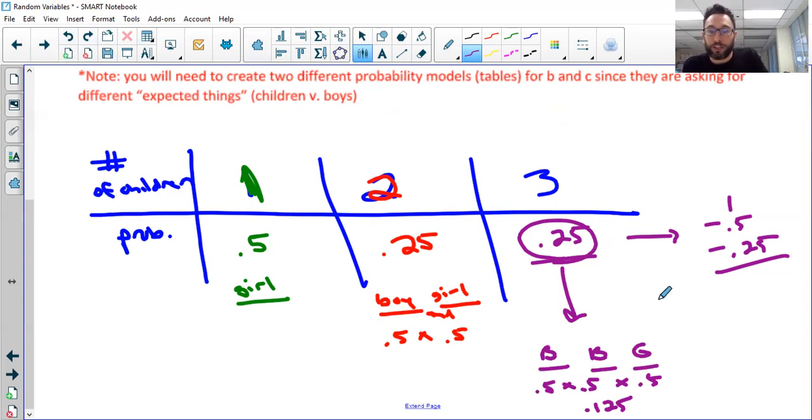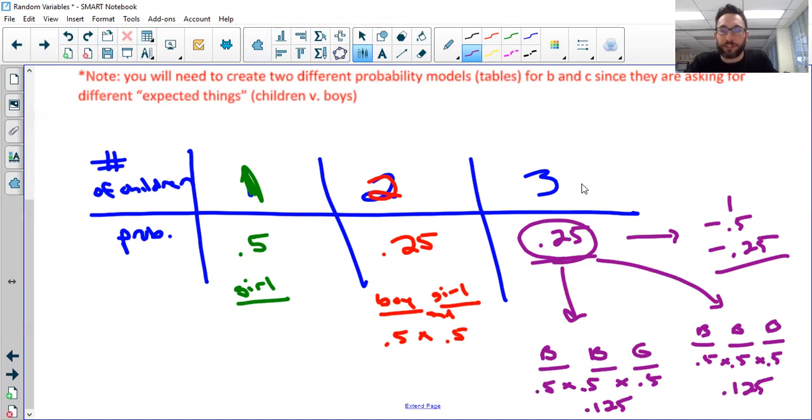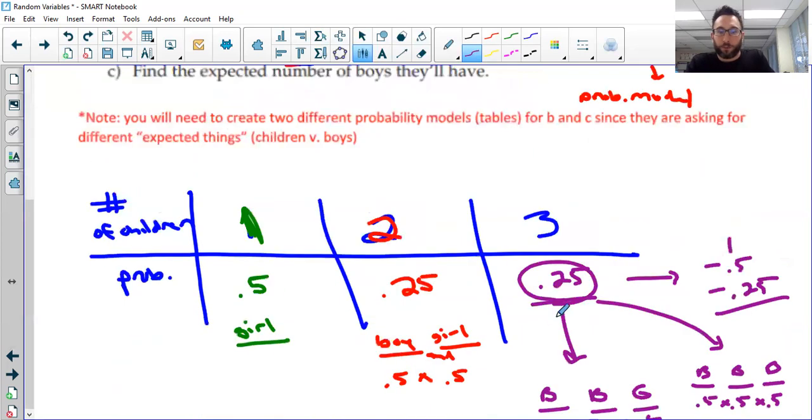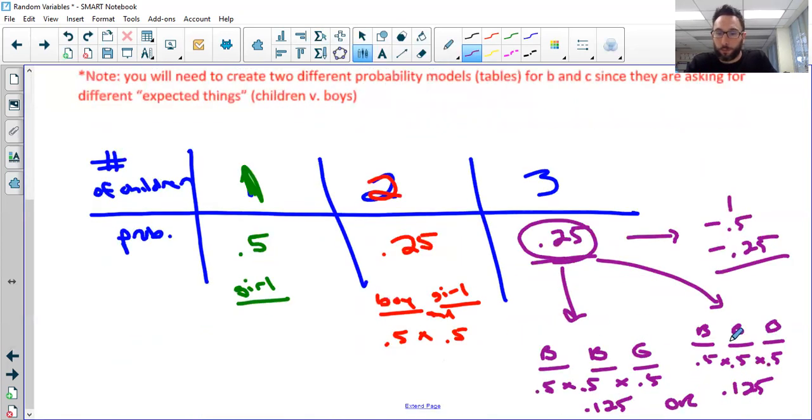Well, this family could have boy, boy, girl, or if their 3 kids are boy, boy, boy, which gives us another 0.125. They're still going to stop, because remember up here, they're not going to have more than 3 kids, even if they're all boys. So whether it's boy, boy, girl, or boy, boy, boy, either way, they're stopping after 3 kids. And so if we add this 0.125 for boy, boy, girl, plus this 0.125 for boy, boy, boy, those added together give us that 0.25. So that's how we create that model, really similar to our darts.